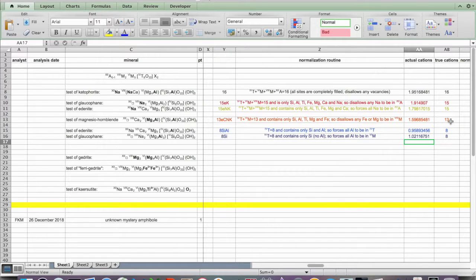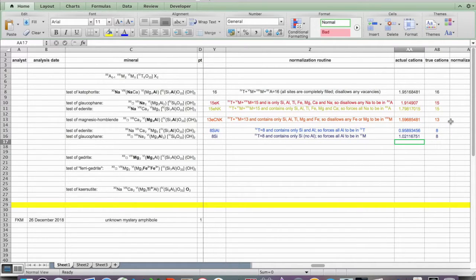Okay, so we now have the critical basis for our calculation. We have the true cations. We have the actual cations following the rules that are based in these normalization routines. And finally, we are going to calculate our normalization factor. And the normalization factor is the number that we are going to eventually multiply our raw moles by in order to get what our true normalized moles are. And it's essentially just a ratio.